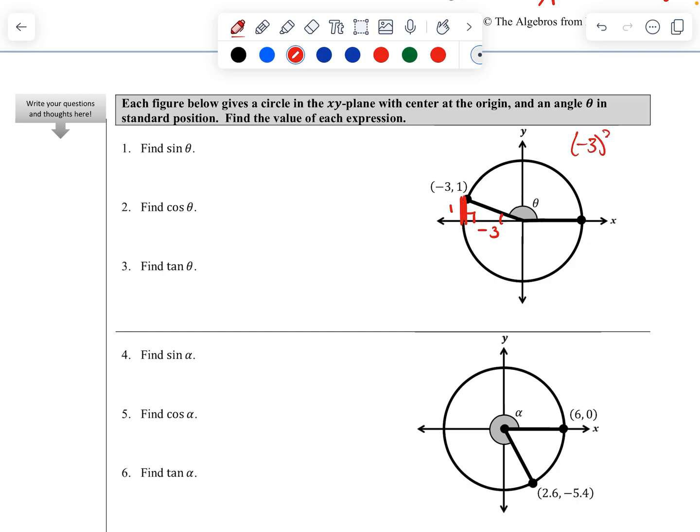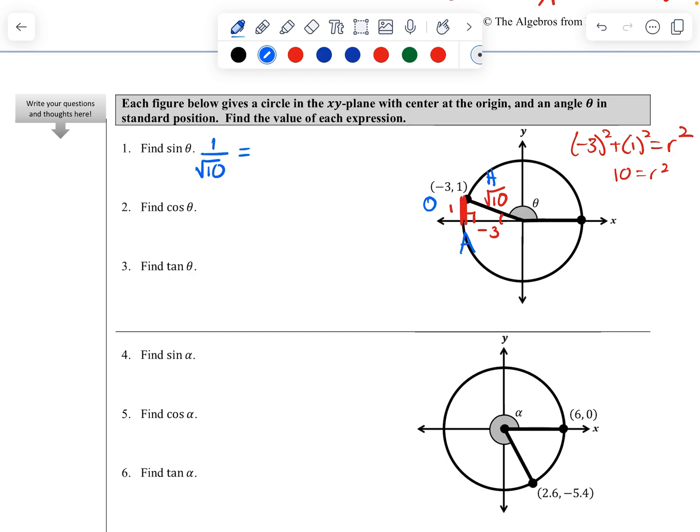Pythagorean. So -3 squared plus 1 squared equals r squared. So 9 plus 1 is 10, r squared is 10. So r is the square root of 10. If we were to find this triangle here, and again our angle's right here, but it'll be the same as the supplementary angle, if you remember that, to 180. So our sine is opposite over hypotenuse. This is opposite, adjacent, and hypotenuse. So 1 over the square root of 10.